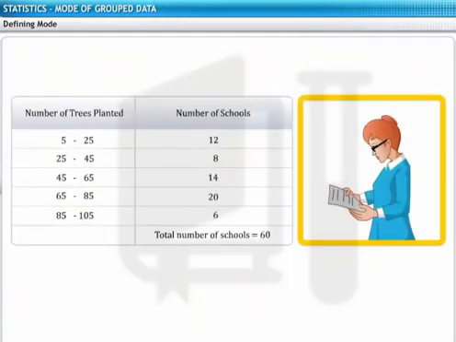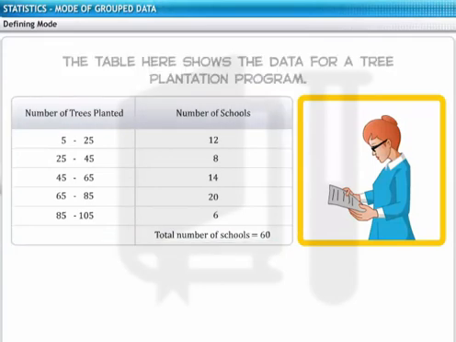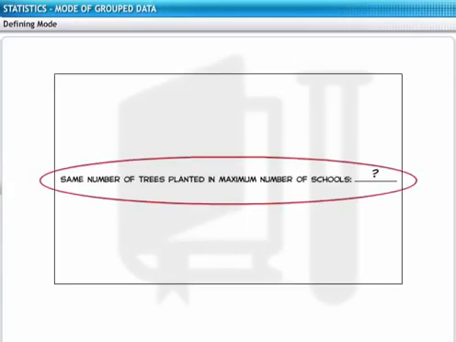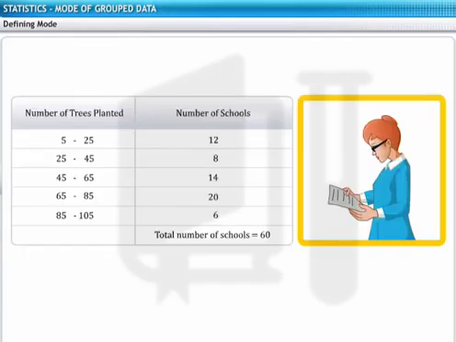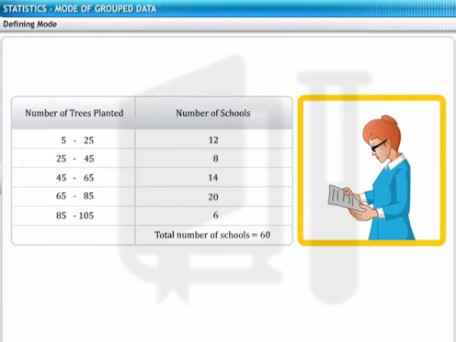Now, coming back to Miss Greenfinger's data, let's help her find the maximum number of trees planted across all 60 schools. She has the grouped data of all 60 schools that participated in the tree plantation program. Observe the data presented in the grouped frequency distribution table. To find the maximum number of trees planted across the 60 schools, Miss Greenfingers has to find the mode of this grouped data. Recall that the mode of a given set of data is the observation with the maximum frequency. Now, let us find the solution to Miss Greenfinger's problem.